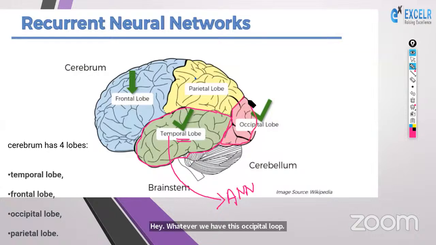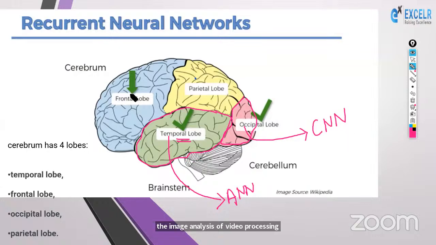Whatever we have as the occipital lobe is the part of the human brain which will try to capture images or videos. Whatever we see through our eyes, this part will try to memorize those images or videos, right? This functionality is being replicated with the convolutional neural network, which will perform image analysis or video processing.